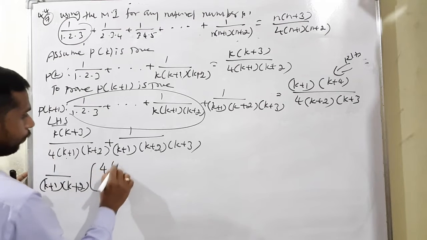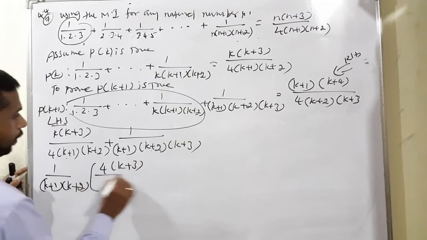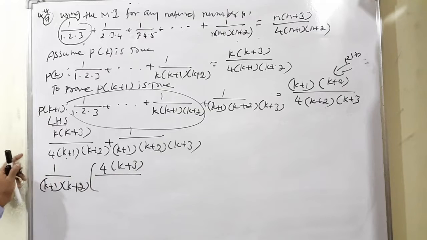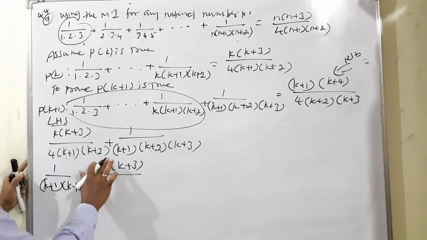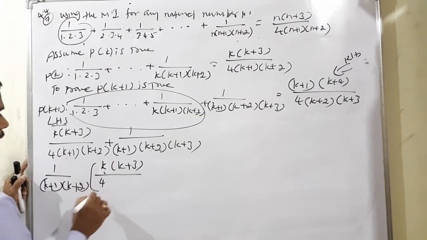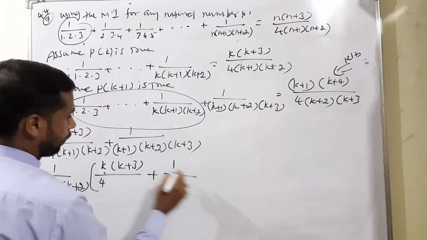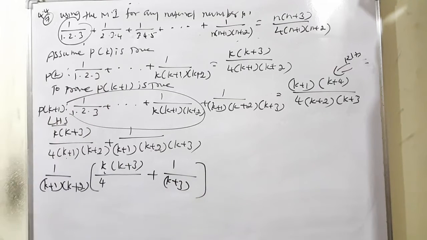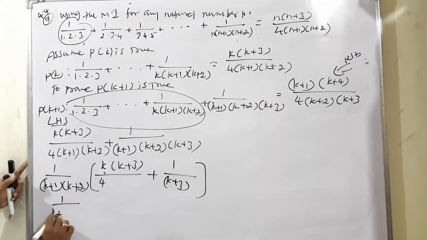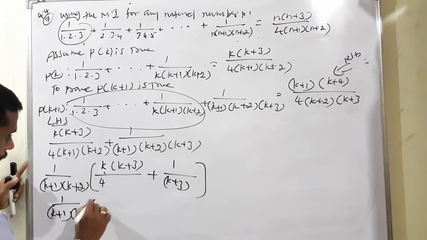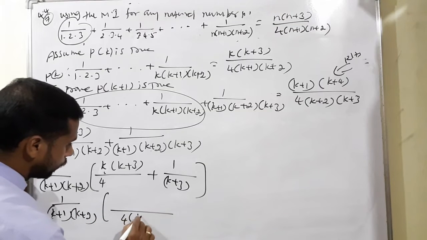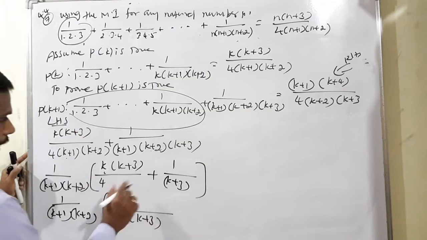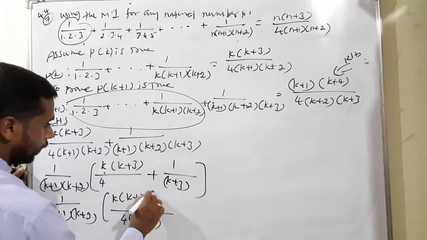Inside remaining 4 into K plus 3 divided by, sorry, this is K, no. So K into K plus 3 divided by 4 plus 1 by K plus 1, K plus 2 outside, remaining only K plus 3. Now the common LCM, what will happen? 1 by K plus 1 into K plus 2 outside, inside common LCM 4 into K plus 3, so K into K plus 3 the whole square plus 4 will come.